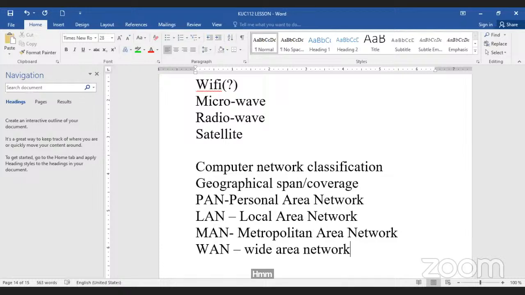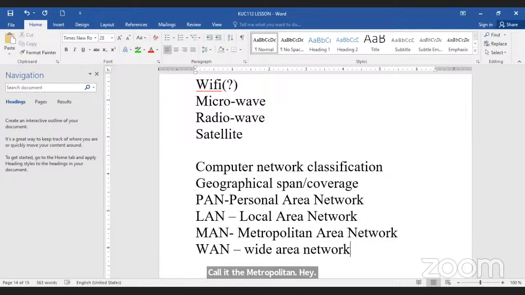Then we have metropolitan area network. As the word metropole means, it is a network that can cover a town. Let us assume you have a network at Kibabi University, then you have a network at maybe Kibabi University town campus. It covers a town, so if you have organizations that have branches within a particular locality, we call it a metropolitan area network.